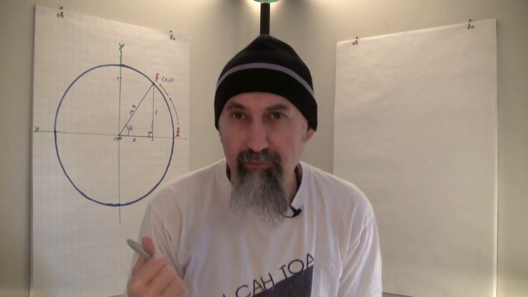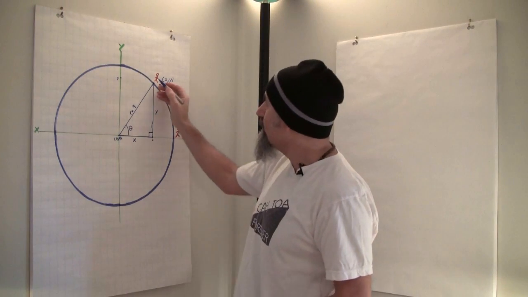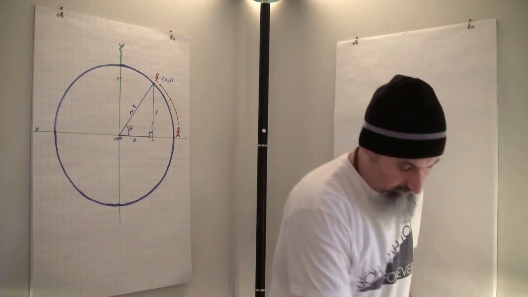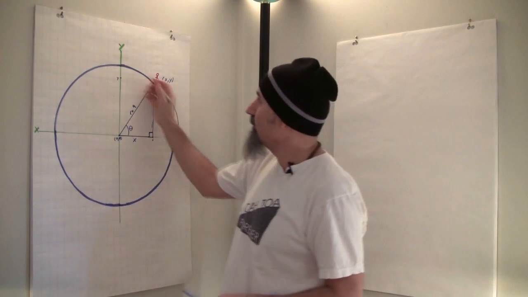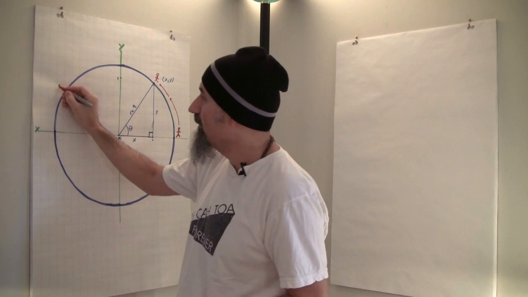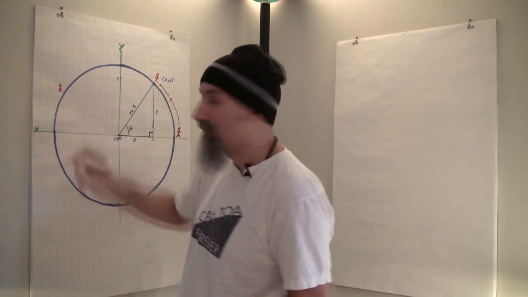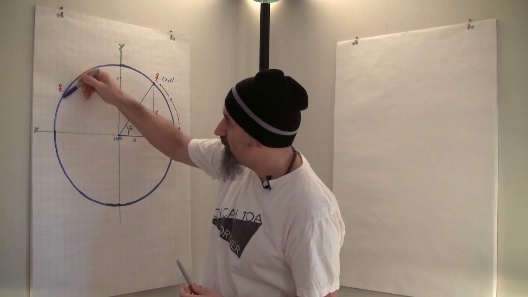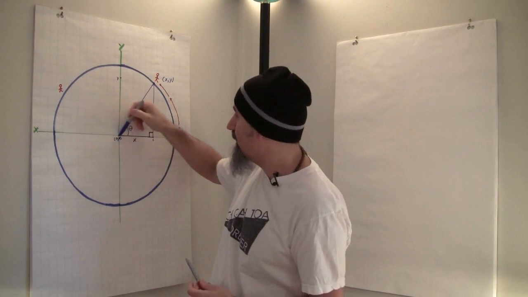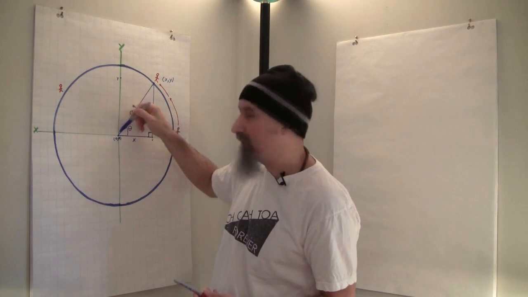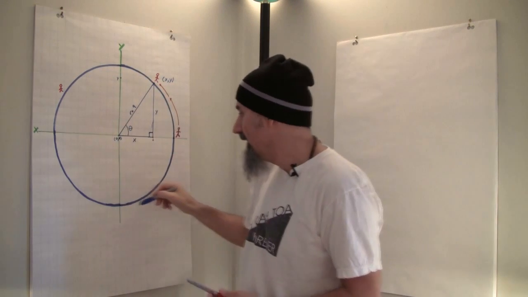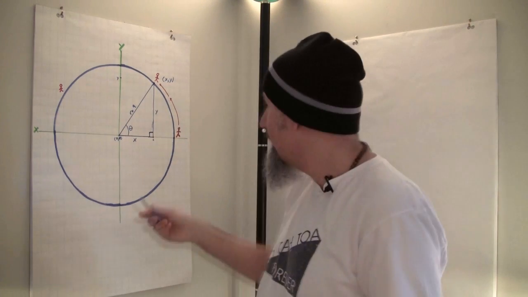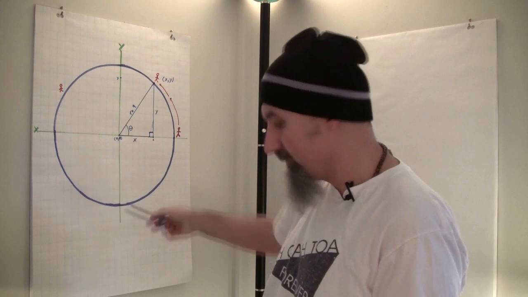Because what's going to happen is, if you start moving around a circle, anywhere on this circle, all that's going to happen is we're going to create a right angle triangle. That's the way we find ourselves around the circle, and that's the simplest, quickest way for us to find out where we end up around the circle.